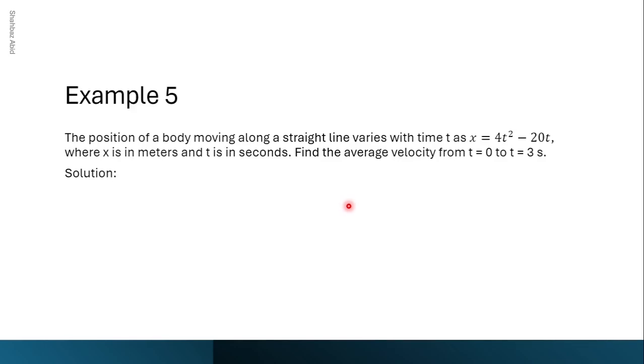Let us see example 5. The position of a body moving along a straight line varies with time t as x equals 4t squared minus 20t. So the function is given to us with respect to time, where x is in meters and t is in seconds. Find the average velocity from t equals 0 to t equals 3 seconds. Please pause this video and try to solve this problem.